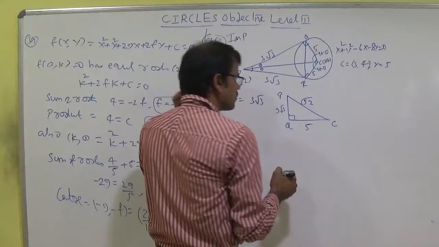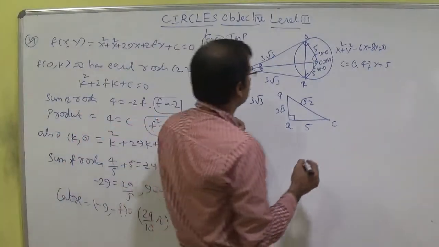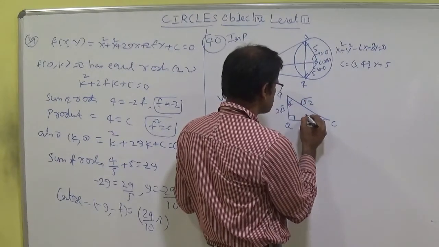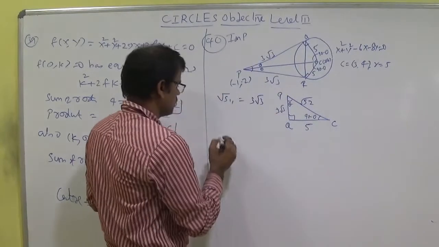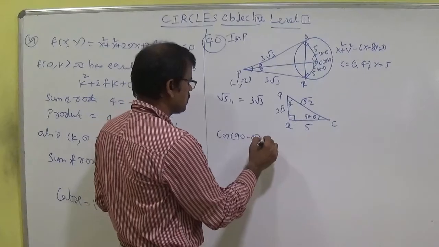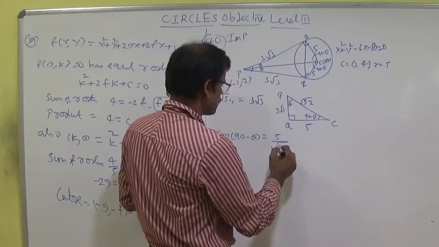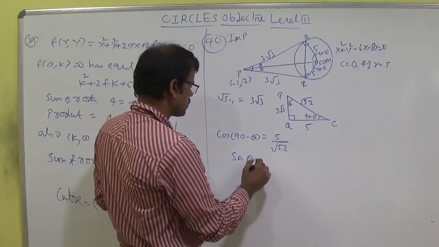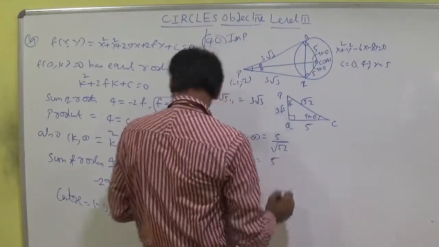Now what is the concept? Options are in sine concept. So take sine at P. At P this is theta, and this is 90 minus theta. We need 90 minus theta. So we can take here cos of (90 minus theta) is equal to 5 by root 52. Cos of (90 minus theta) equal to 5 by root 52. So sin theta is equal to 5 by root 52.